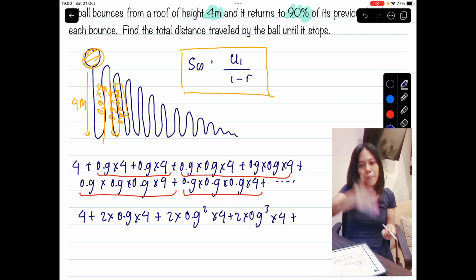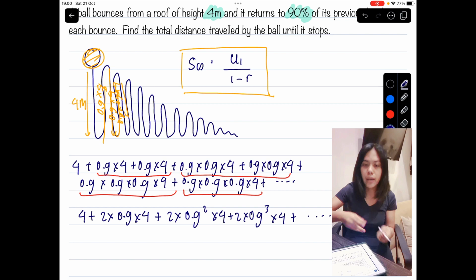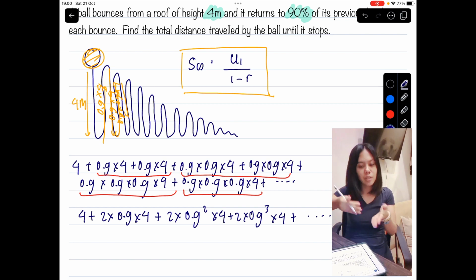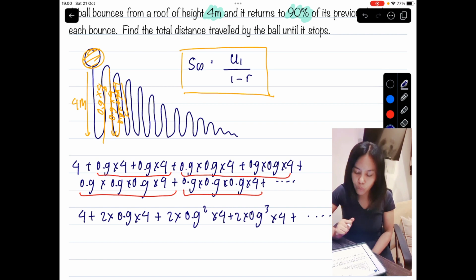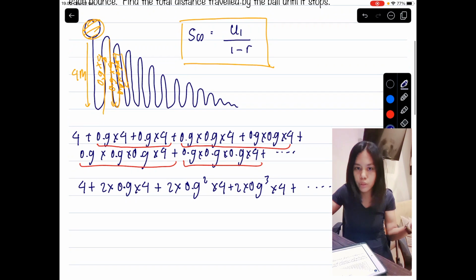So the ball is bouncing multiple times. We don't know how many times it's bouncing. That's why we consider it as bouncing until infinity. So now we see what we've written there. We have those numbers, and we're going to try to simplify by multiplying the ones that we can multiply, and then we're going to try to ditch out the common.